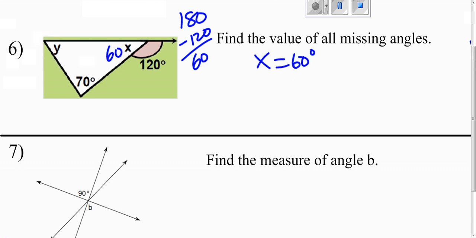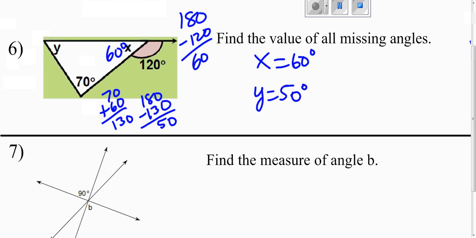And then once you know that x is 60 degrees, you know that the three angles in a triangle all have to add up to 180. 70 plus 60 is 130. 180 minus 130 is 50. So y equals 50 degrees. You also could have known the rule that an exterior angle equals the sum of the two non-adjacent interior angles. So 120 equals y plus 70.